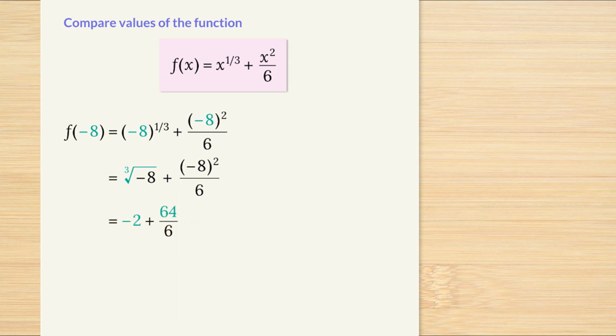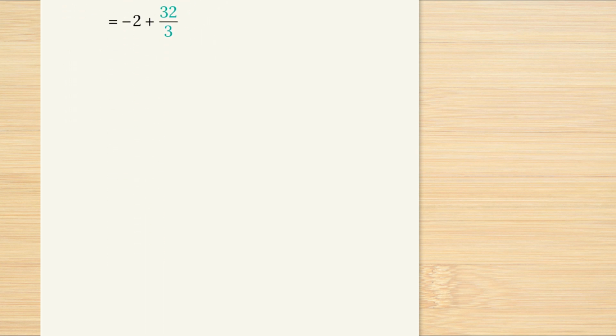-8 squared, which is 64, and then divide by 6. Let's simplify that fraction. Divide top and bottom by 2. We have 32 over 3. Remember adding and subtracting fractions from elementary school? In order to add and subtract fractions, we have to have the same common denominator. We have a 32 over 3. Let's turn that 2 into something over 3. In this case, it will be a 6 over 3. And we can check. 6 divided by 3 is 2. So in fact, that is the correct equivalent fraction. We have -6 plus 32, which is 26 over 3.